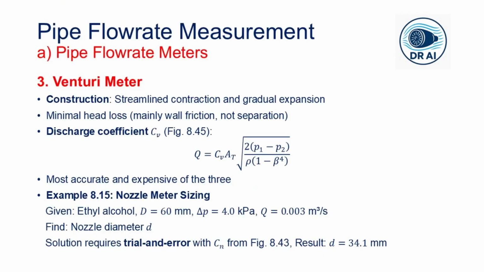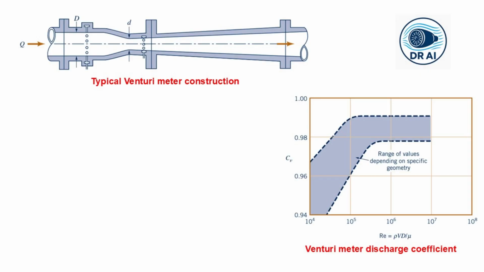Then the third one is the Venturi meter. Finally, we have the most precise and the most expensive of the three, the Venturi meter, as shown in this particular figure, named after the Italian scientist G.B. Venturi. So the Venturi meter is designed with one goal in mind, to minimize the head loss. Look at its shape. It has a smoothly contoured contraction section, which eliminates the separation before the throat.